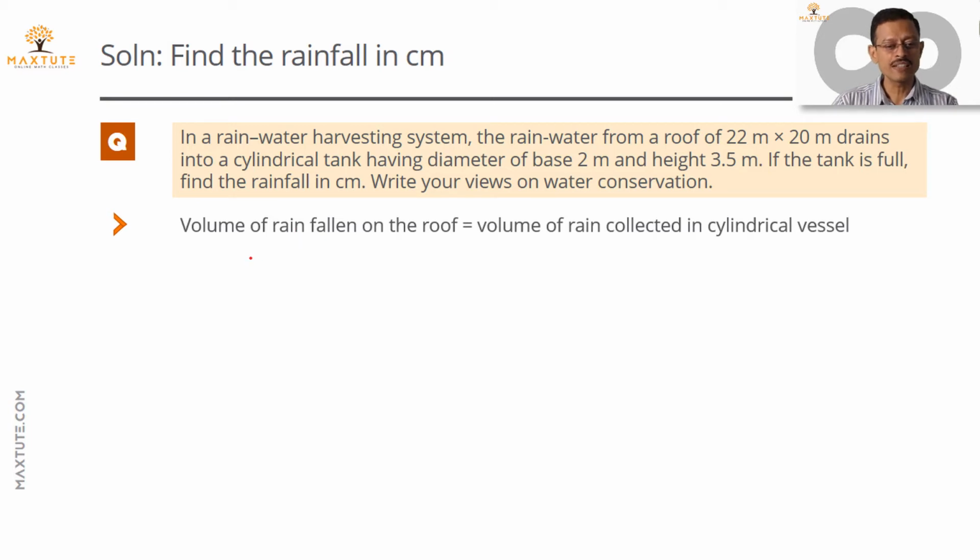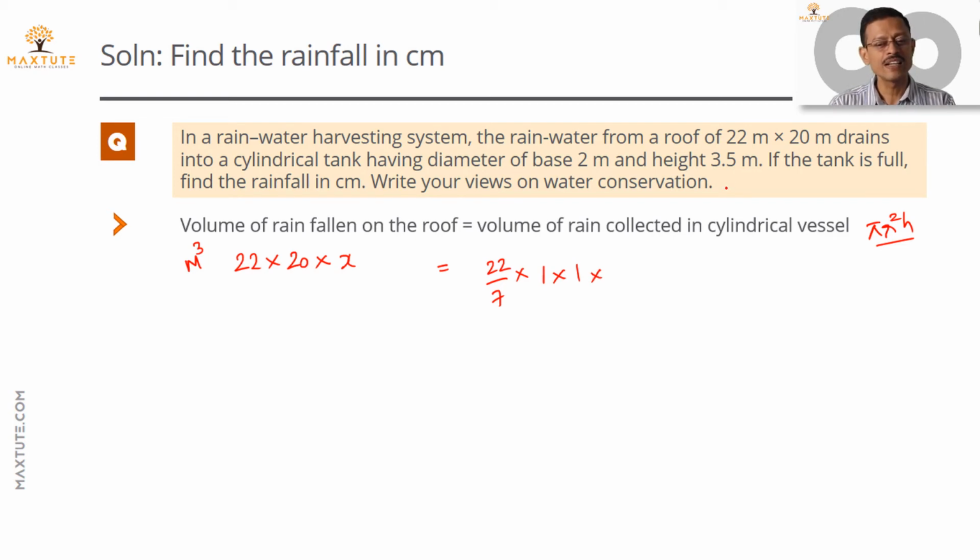What is the volume of the rain fallen? Area of the roof, which is 22 into 20, into x, which is the rainfall measured in meters. So all of these are meter, meter, meter, so the unit for this is meter cube. This is equal to the volume of the cylindrical tank. Cylindrical tank volume, pi r squared h, is the formula. Let's write pi as 22 by 7. Radius is 1, because the diameter is 2. So 22 by 7 into r squared, which is 1 into 1, into the height, 3.5 meters. We'll write it as 7 by 2 to make calculation easy.